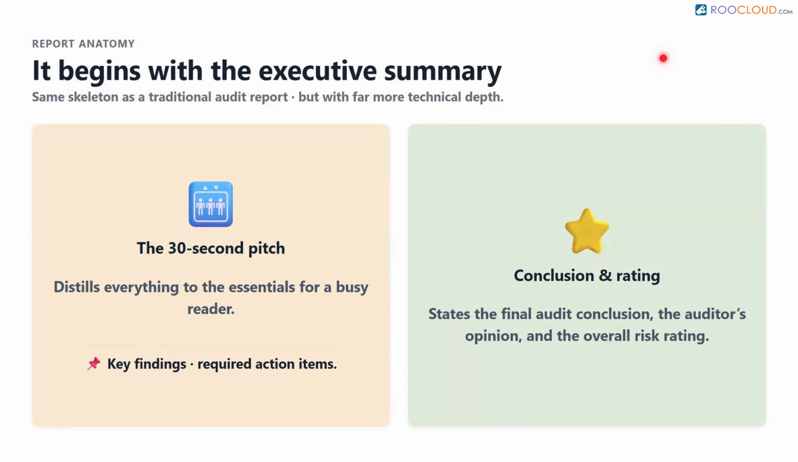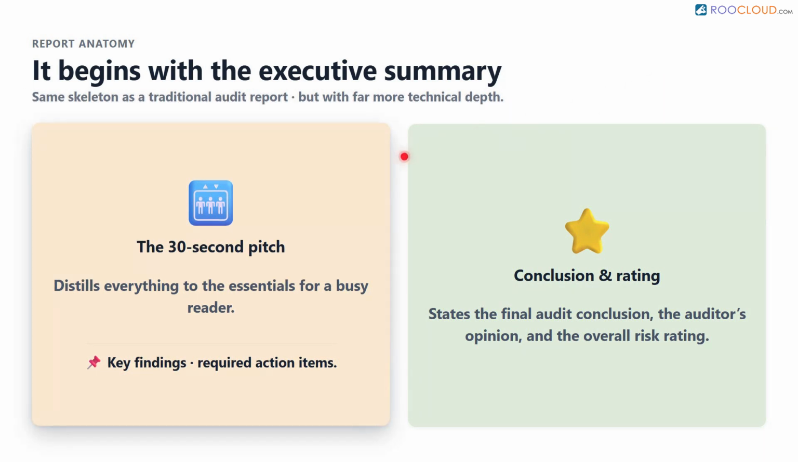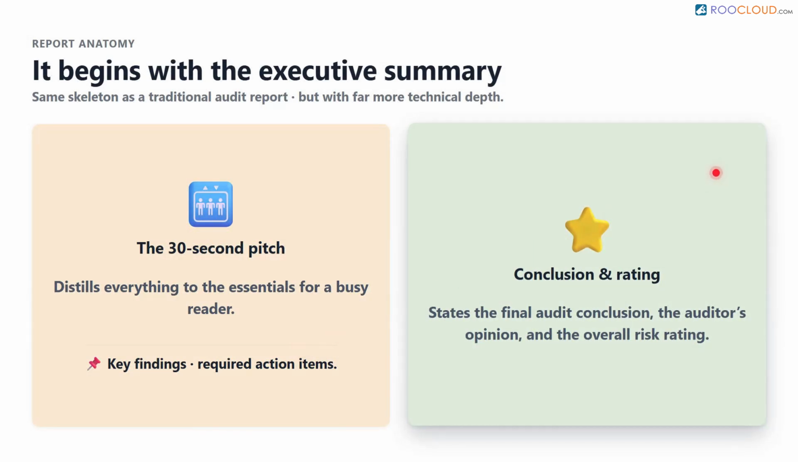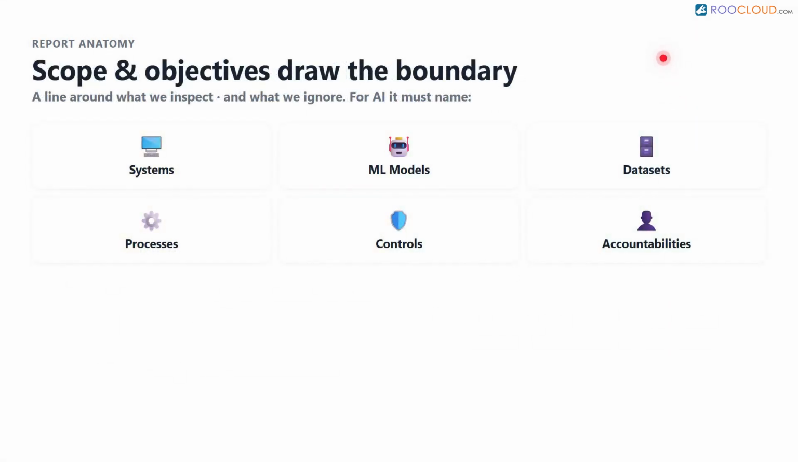Let us break down the anatomy of an artificial intelligence audit report. While it shares the same foundational skeleton as a traditional audit report, the artificial intelligence version requires significantly more depth in specific technical areas. The document always begins with the executive summary. Think of this as the 30-second elevator pitch for the entire audit. It distills everything down to the absolute essentials, providing a summarization of key findings and required action items. It also clearly states the final audit conclusion, the auditor's professional opinion, and the overall risk rating for the audited environment. Following the summary, we define the scope and objectives.